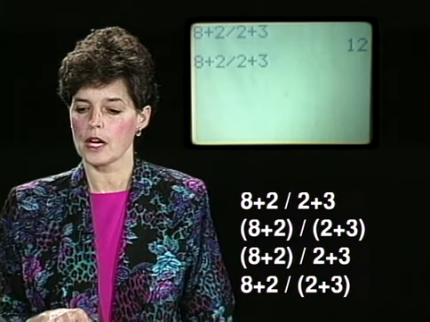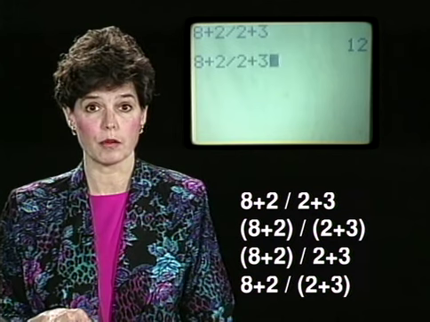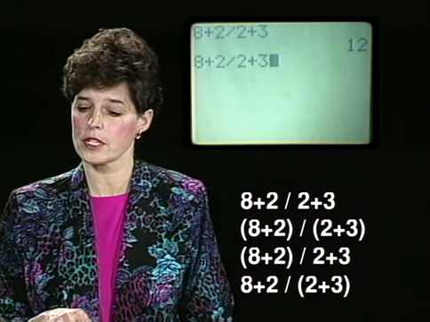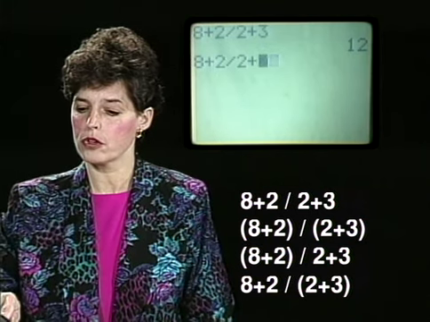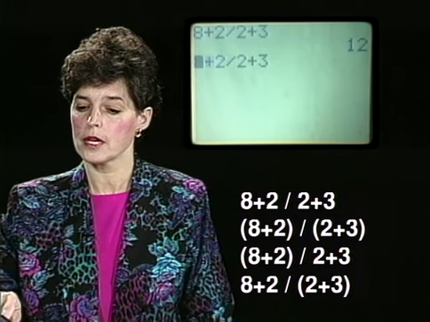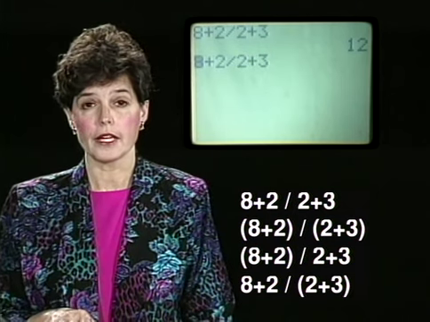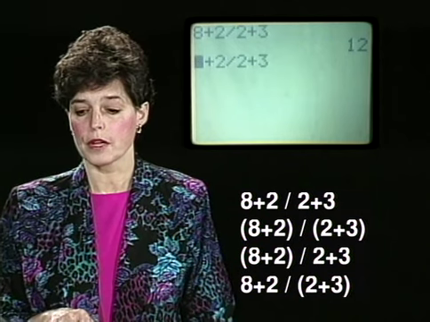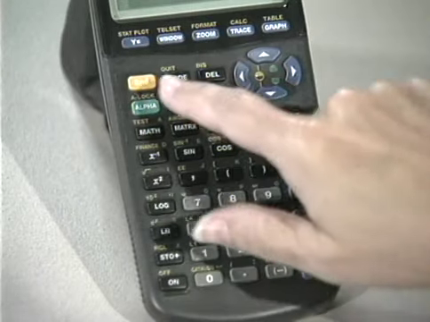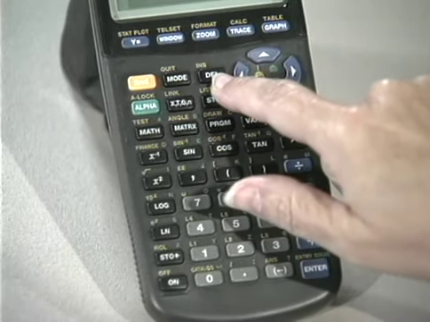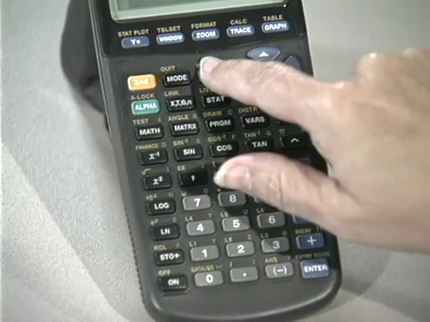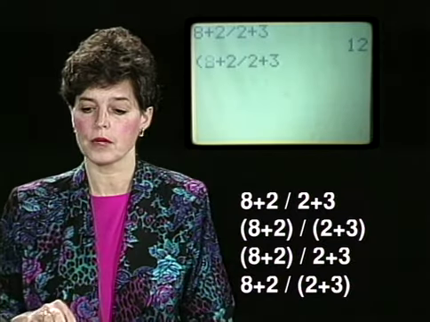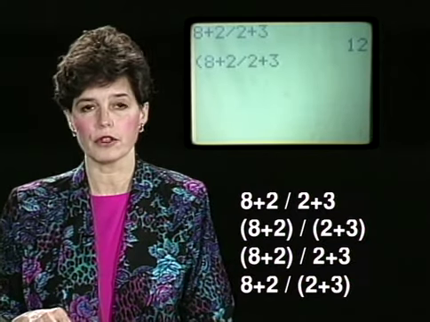Well, my intent this time is to put some parentheses around the 8 plus 2 and another set of parentheses around the 2 plus 3 so that we can see what happens. Let's move the cursor over and put it on top of the 8. I need to insert a left parenthesis there. In order to insert something onto this calculator, I'm going to go second, and then notice up above the delete key it says INS. Press that key at this time, and then your left parenthesis.